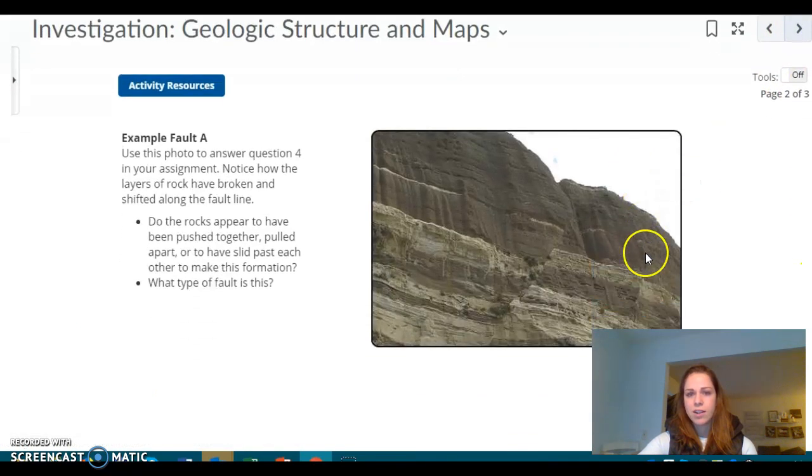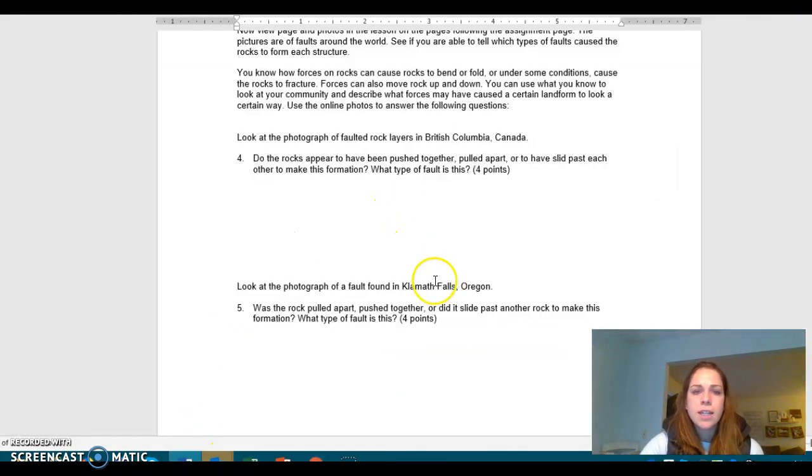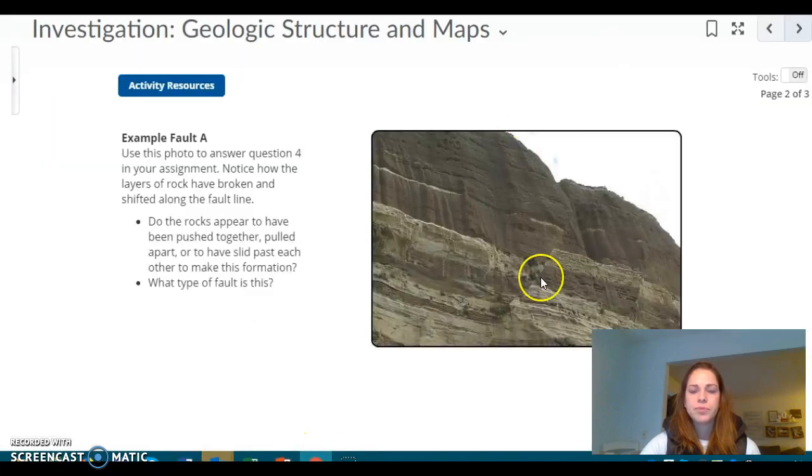Okay, so here is some rocks, and I can't remember where they said it is located. It said on the worksheet. Where is it? British Columbia. Okay, so take a look at those for a second. The hanging wall is this side. The footwall is over here, because if you were in between these faults, you'd be able to stand on this layer, not this one, right? So this is the footwall. This is the hanging wall.